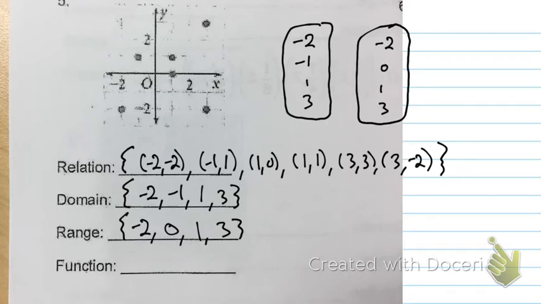And then what I do for all my points is I draw arrows for each domain and what it pairs with. So I look at point -2, -2, -1, 1, 1, 0, 1, 1, 3, 3, and 3, -2.